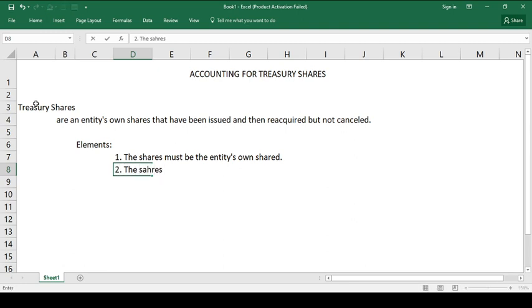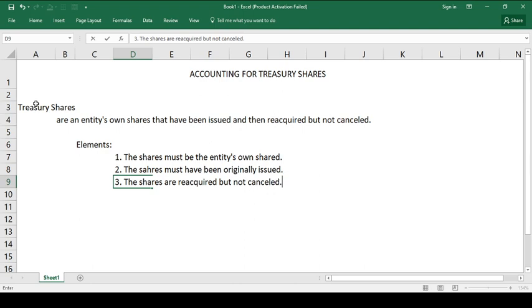Okay? And that share was originally issued. The shares must have been originally issued. Okay? And then, because it was originally issued to the shareholders, the shares are reacquired by the entity but not cancelled. Okay? Those are the elements that we need to look for in order to recognize whether that shares being reacquired is a treasury share. Una, the shares must be the entity's own share. Okay? Entity's own share.